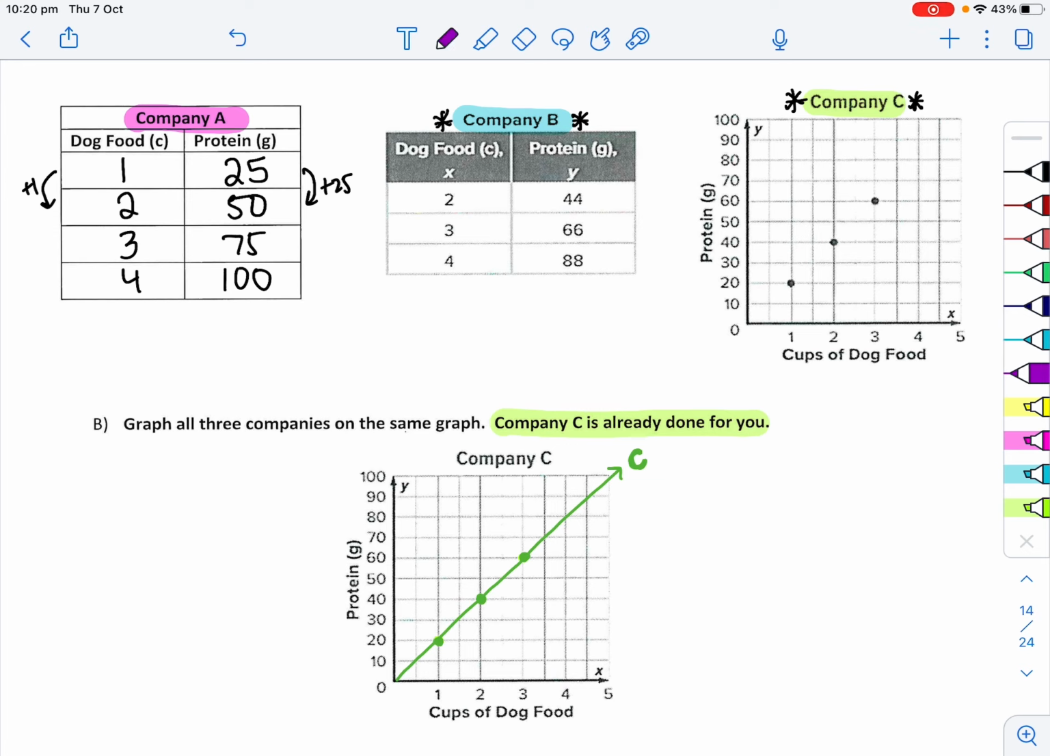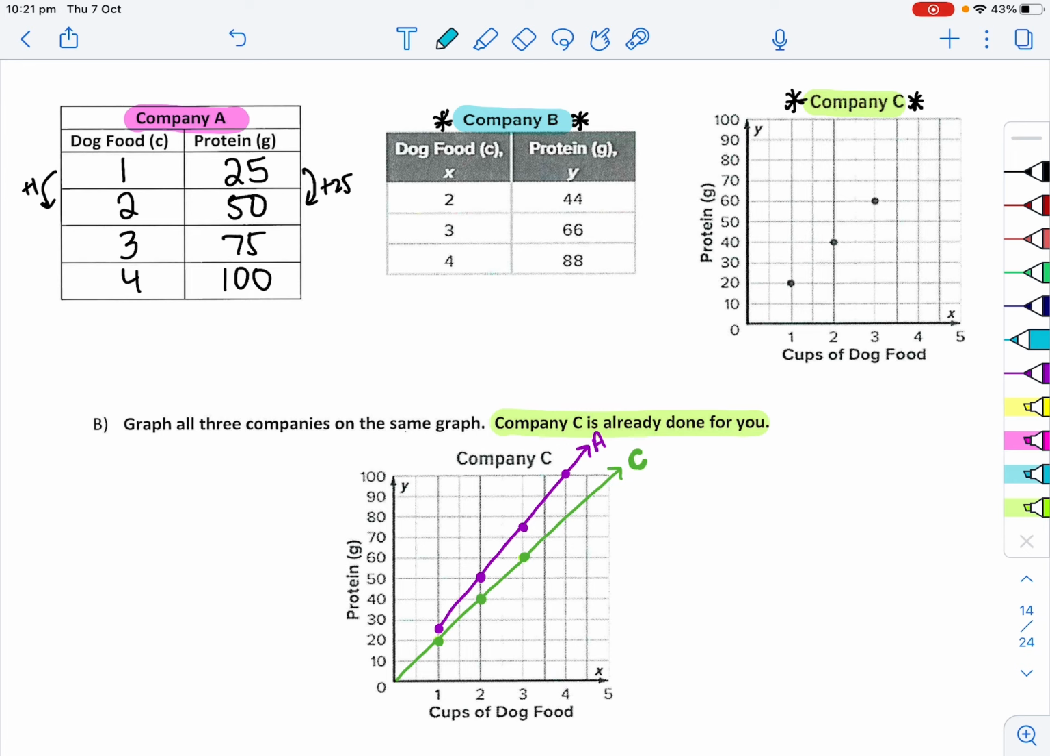I'm going to do Company A in the pink color that I highlighted it in. So I'm going to do 1, 25. Now again, remember when they're in the middle, you just have to be close. So 25 is in between 20 and 30. 2, 50 is going to be here. 3, and then 75 is going to be between 70 and 80. And then 100 is going to be at the tippy top. Again, I'm going to connect those dots. And this is going to be Company A. I'm just connecting them so that I can see which points are related to each other.